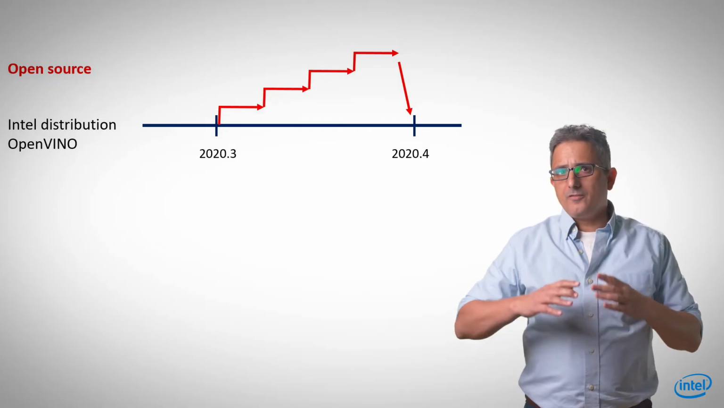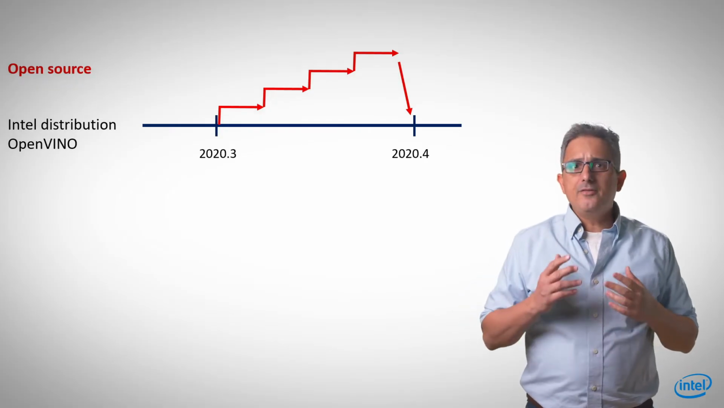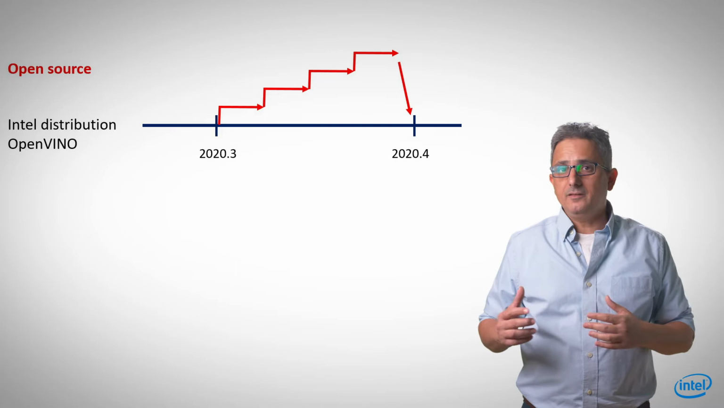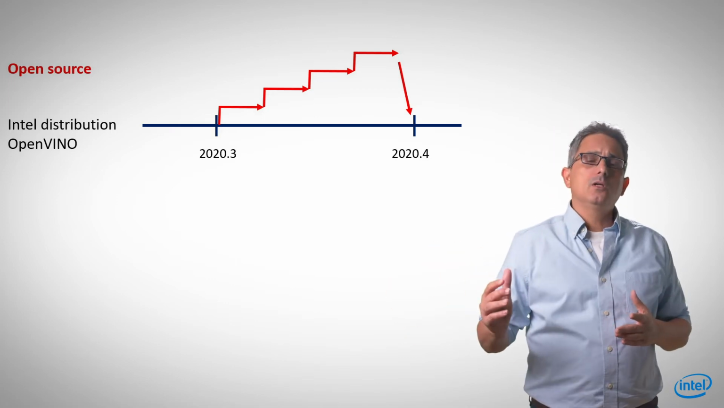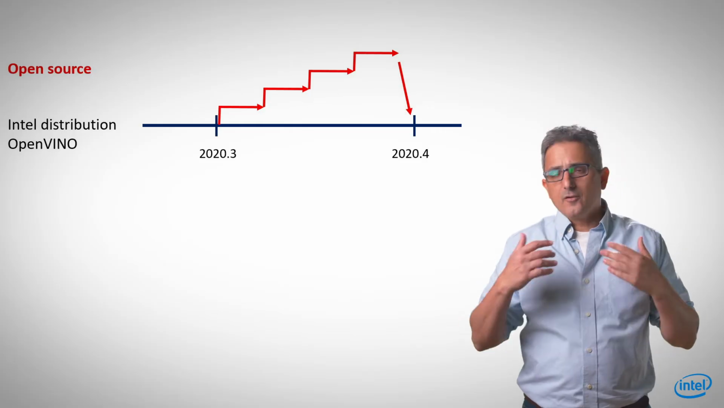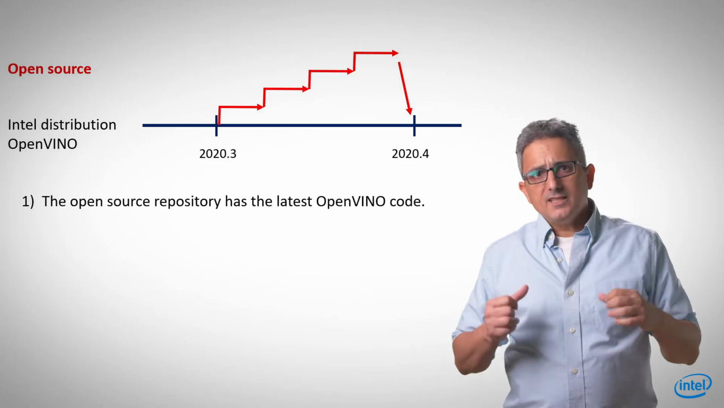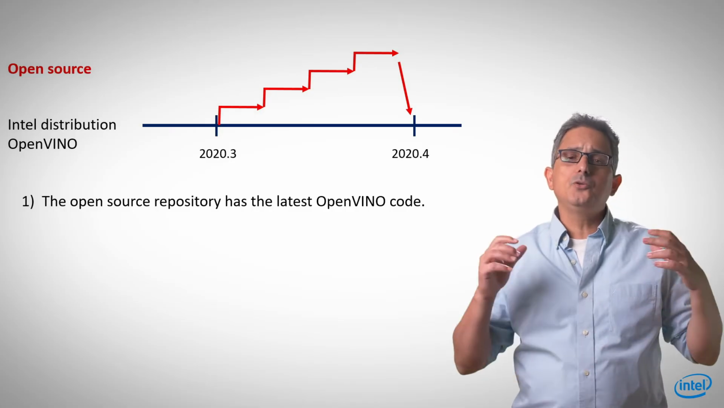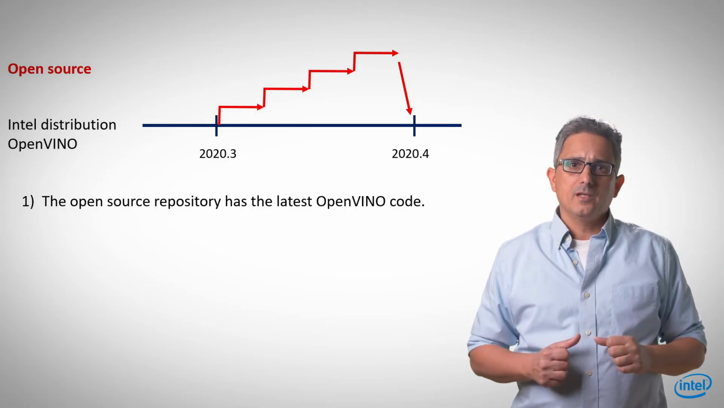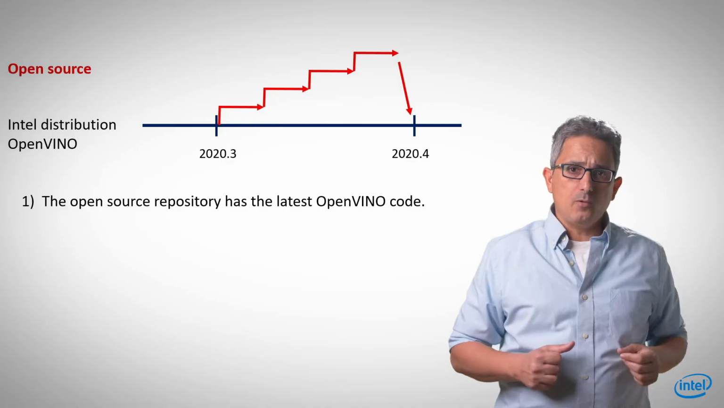So the bulk of the OpenVINO development and the ongoing progress is happening de facto on GitHub. And occasionally, we sync it all to the Intel distribution for the official release. So the best way to have all the latest bug fixes and new features is to use the open source version. And this is only advantage number one.